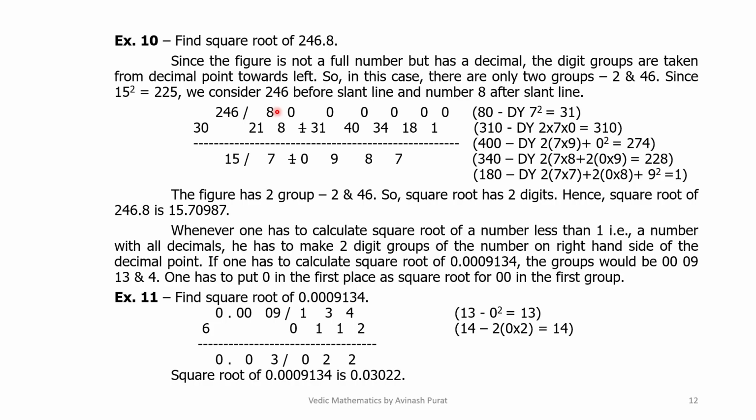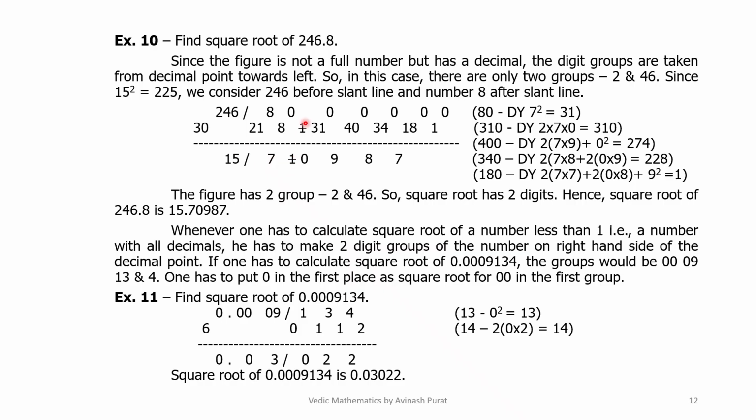So 218 is first dividend, nothing to be subtracted here. So the quotient, 218 divided by 30, quotient is 7, remainder is 8. 80 is the dividend. 80 minus 7 square, that is 49. So 80 minus 49 is 31. Now 31, if we divide by 30, we get 1 as the quotient.